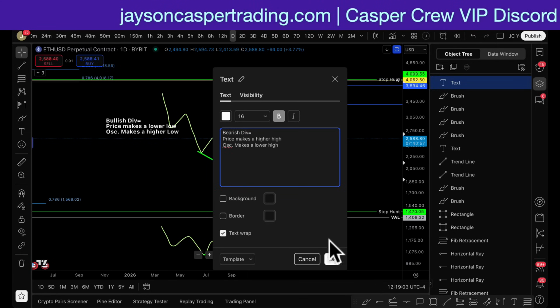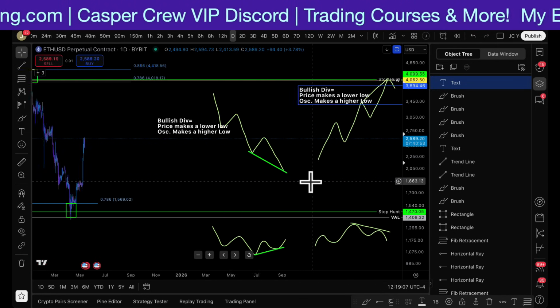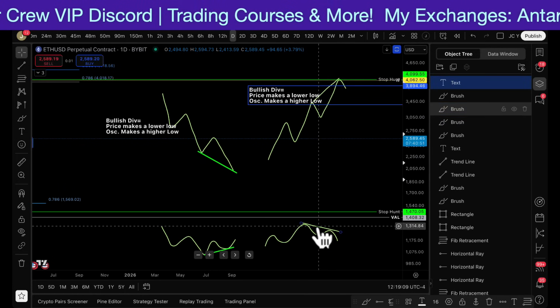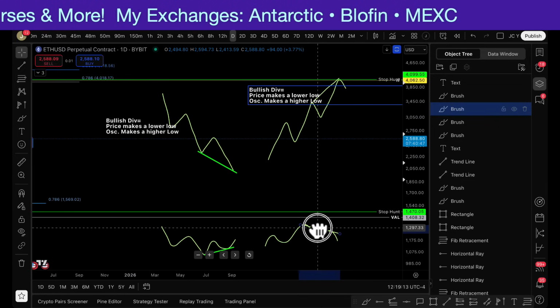All right, now again, the way you can visualize this is the price is getting higher, the price keeps going up, yet the oscillator, which is telling us the relative strength of this market right now, is getting lower.